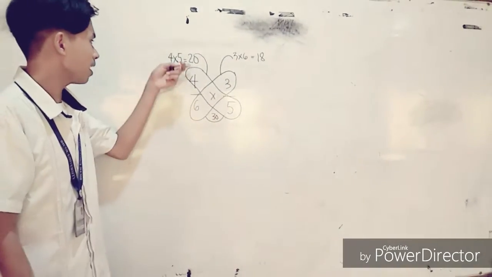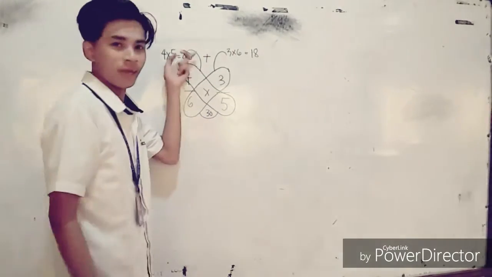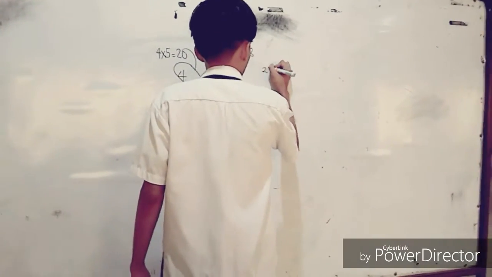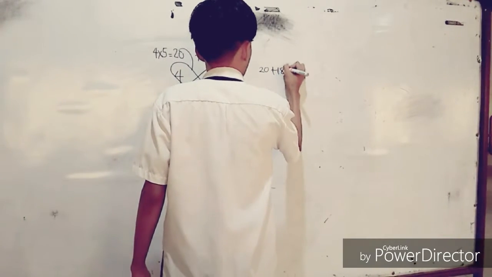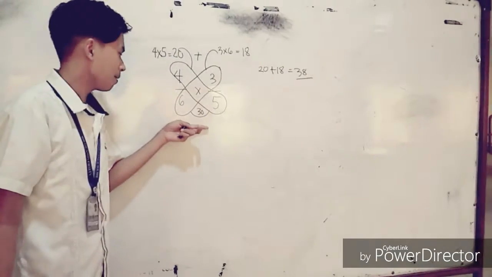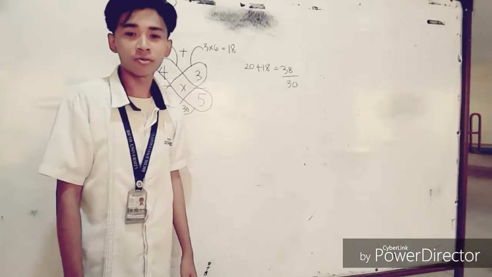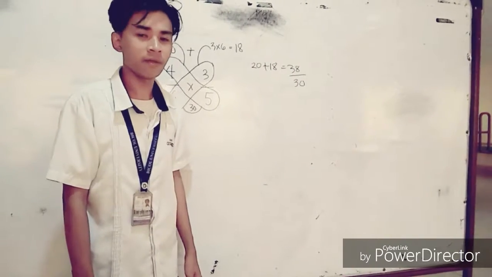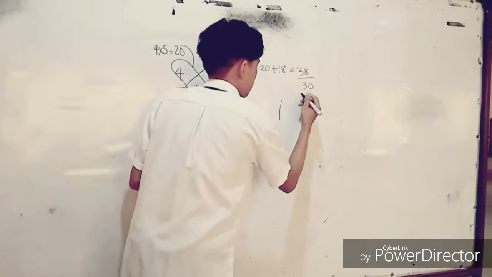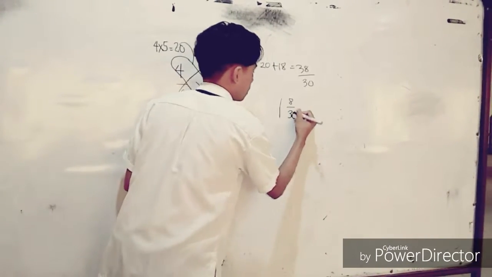The next step is we will add these two numbers. So 20 plus 18 is equal to 38. And copy this number. So to get the final answer, we will simplify it. So the final answer is 1 and 8 over 30.